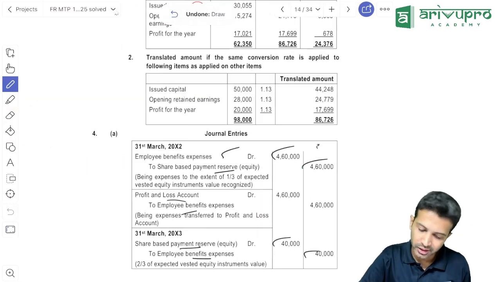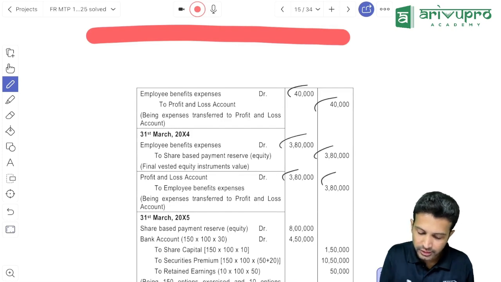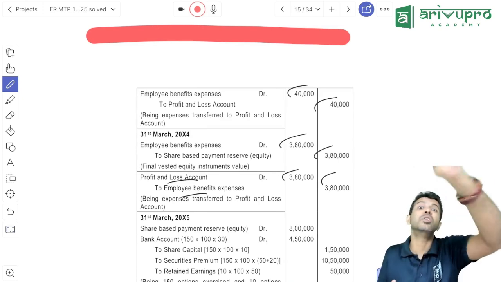Pass the entry. What is that? Employee benefit expense account debit to SBPR 380. This is the third year. And that employee benefit expense, you transfer it to SPL. This is the entry over the vesting period.